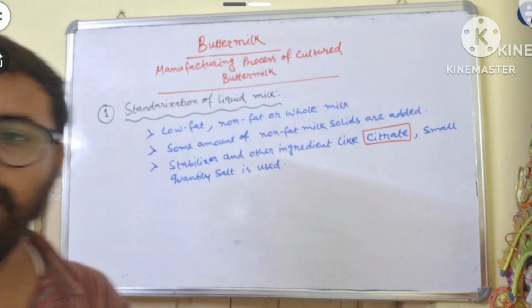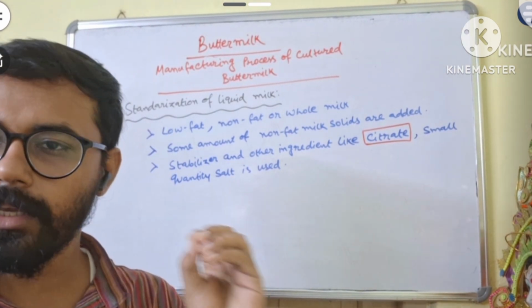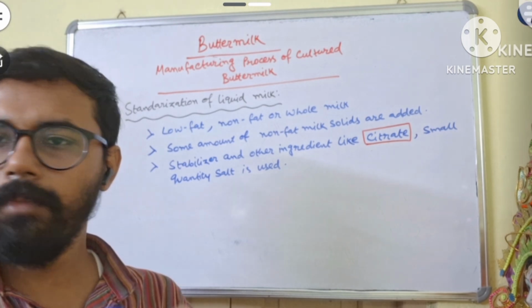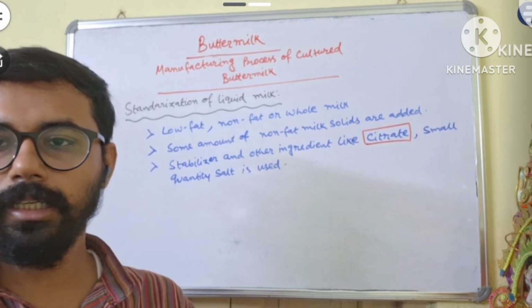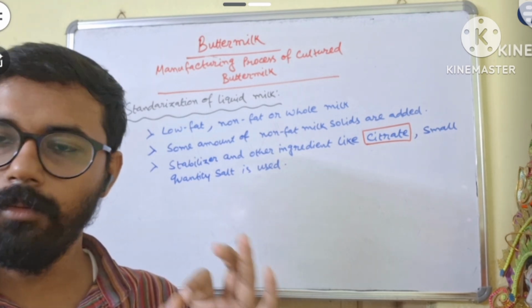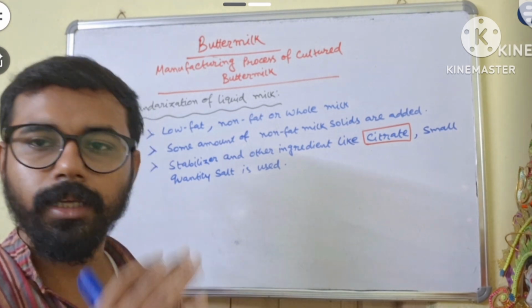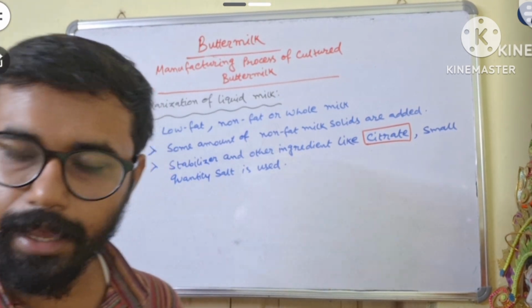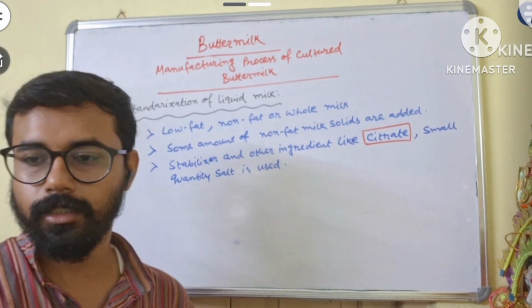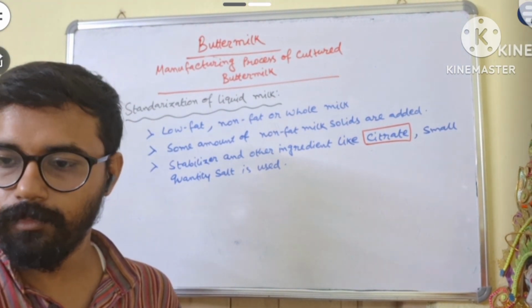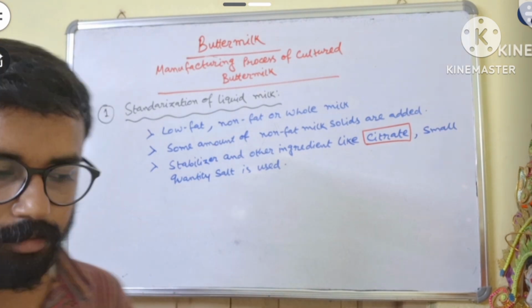So we take either non-fat or low fat milk, or sometimes whole milk can be used. Milk solids can be increased; it's an optional step, but the third point is important. Citrate is added into the raw milk. And what is the role of the citrate? We are going to discover at the end why citrate is so important for the buttermilk taste, flavor, and texture. Clear?